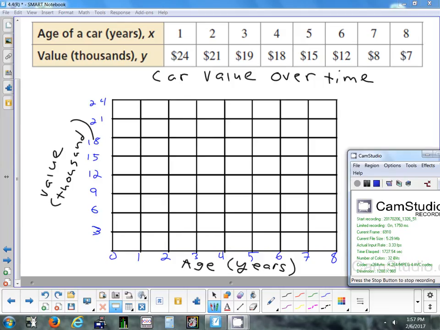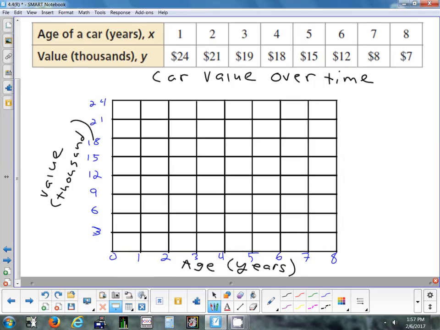All right, so I'm going to graph the points and see what I get. So I've got 1, 24. 2 looks like at about 21. If I get one that's not on a line, I'm just going to estimate it the best I can. Okay, 3 looks like it's about 19. So far it looks like a pattern, but I got to see if the rest of them make a pattern. 4, well, it should be right about there, 18.